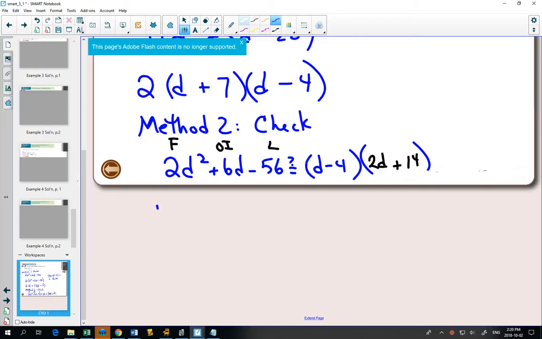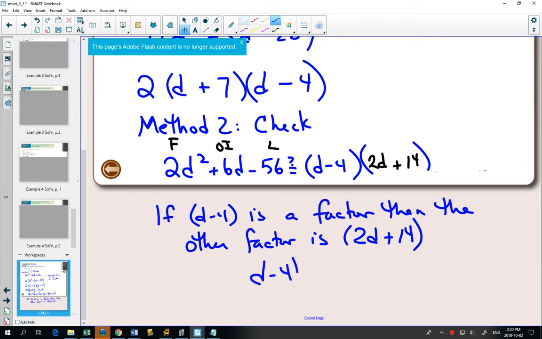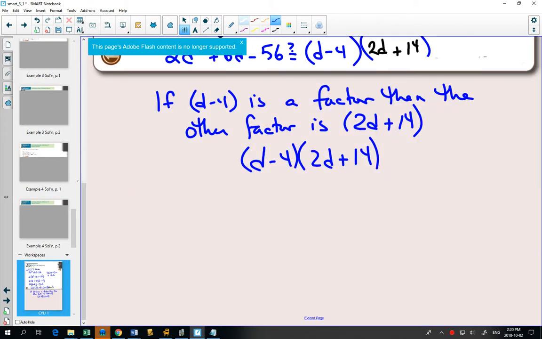If d minus 4 is a factor, then the only thing that could be possible for the other factor is 2d plus 14. Does that make sense? Now we have to check that. We have to multiply d minus 4 by 2d plus 14. Have to multiply it out.